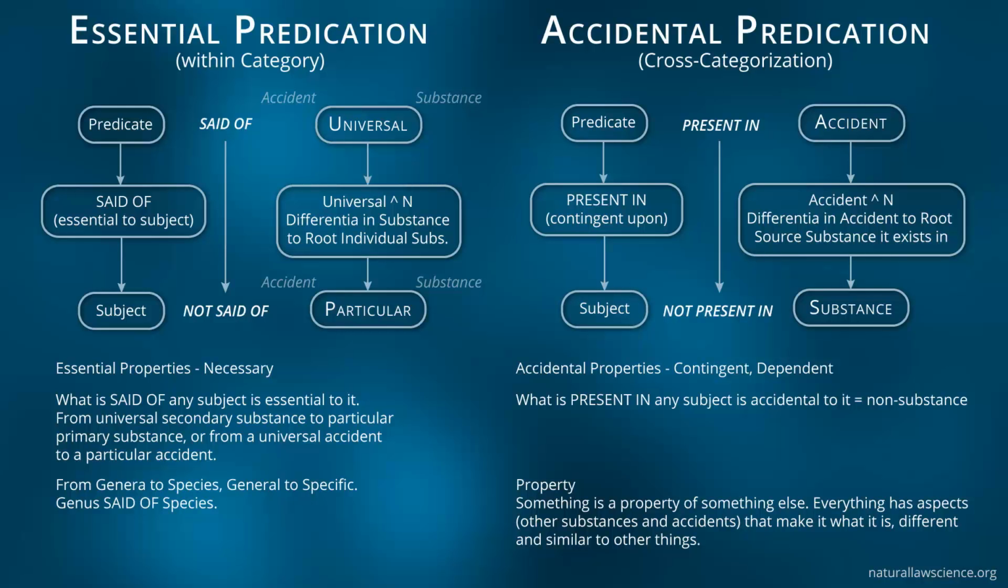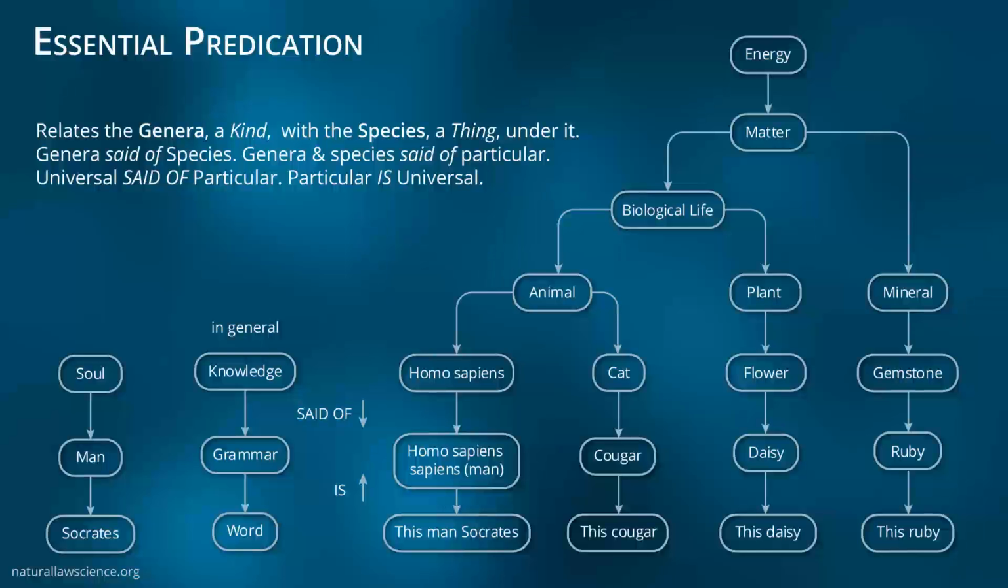Infographic number 15. So we're going to have an example of essential predication in this infographic, and the next infographic will have accidental predication. So essential predication relates the genera, a kind, with the species, a thing, that is under it.